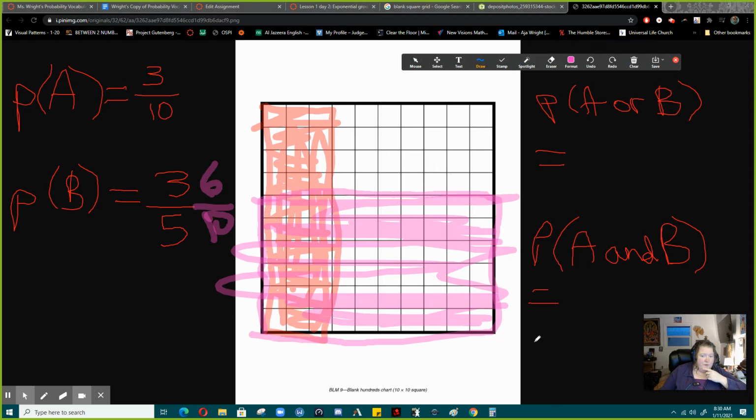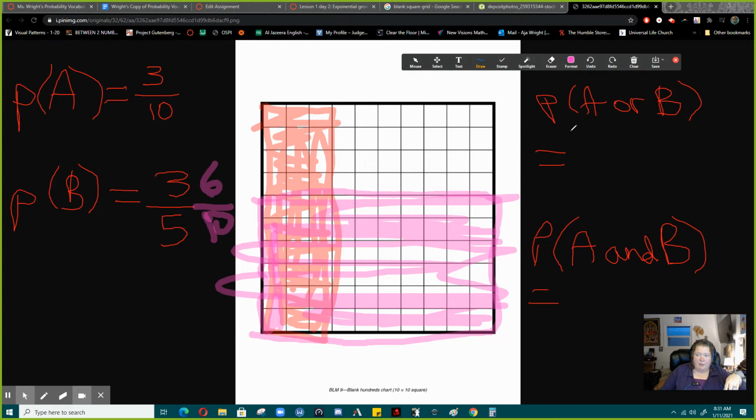And you see there's some overlap there, right? So if I wanted the probability of A or B, then I would just take all this shaded stuff, right? Except that I have this double shaded section right here. So I don't want to count that part twice. So when I want to do the probability of A or B, I need to say, okay, well, basically I'm adding up these two sections, right?